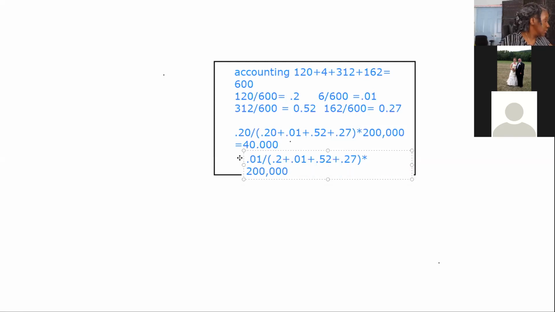I'm going to do it on my cell phone, because I just can't manipulate it on here. So again, we're talking about the same thing. We're allocating costs, and if you think about it, the numbers should be lower.